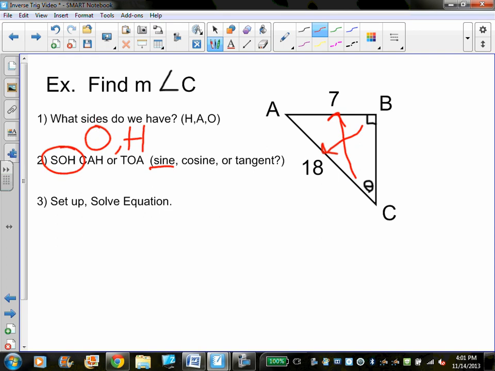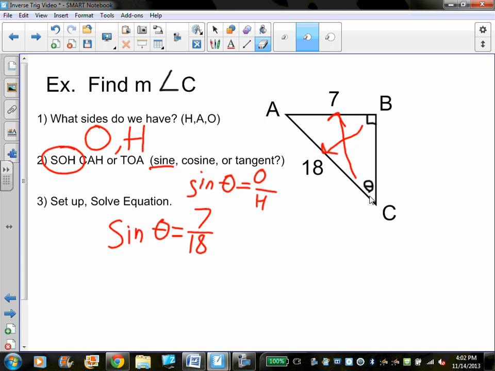Remember that the way we set up sine problems is sine of theta equals the opposite side over the hypotenuse. In this case, we don't know what theta is, so we're going to have sine of theta, and theta is what we're going to solve for, equals, we know that our opposite side has a length of 7, and our hypotenuse has a length of 18. So we have sine of theta equals 7 over 18. At this point, you're probably wondering, how do we get theta by itself? Well, the answer is we're going to use the inverse of sine.